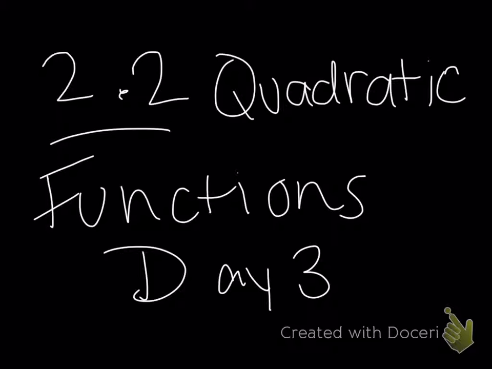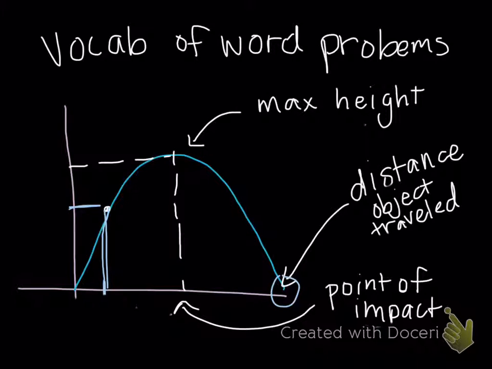Today we're doing section 2.2, quadratic functions, and this is the third day in this section. Today we're going to be doing some word problems, so I suggest you pause the video and copy down this picture. Some vocabulary you're going to see is the terminology of max height, distance the object traveled down the field, and the point of impact.